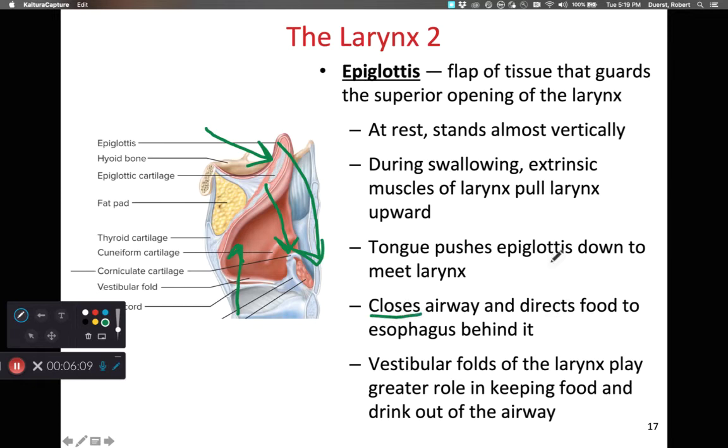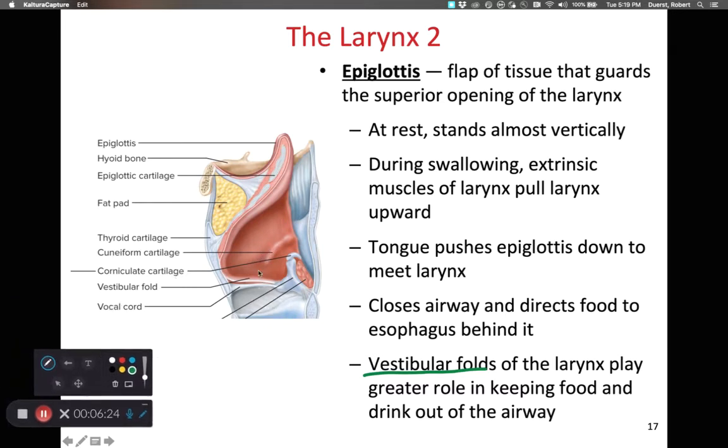It closes the airway. Now within our epiglottis, we have vestibular folds, and these vestibular folds are also going to help to keep the food and drink out. So we have a vestibular fold right up here, right next to where the vocal cord is. Sometimes those vestibular folds are referred to as the false vocal cords, if you have an older textbook. Those vestibular folds work together with the epiglottis to help keep food and drink out of the airway. They all work together in that respect.